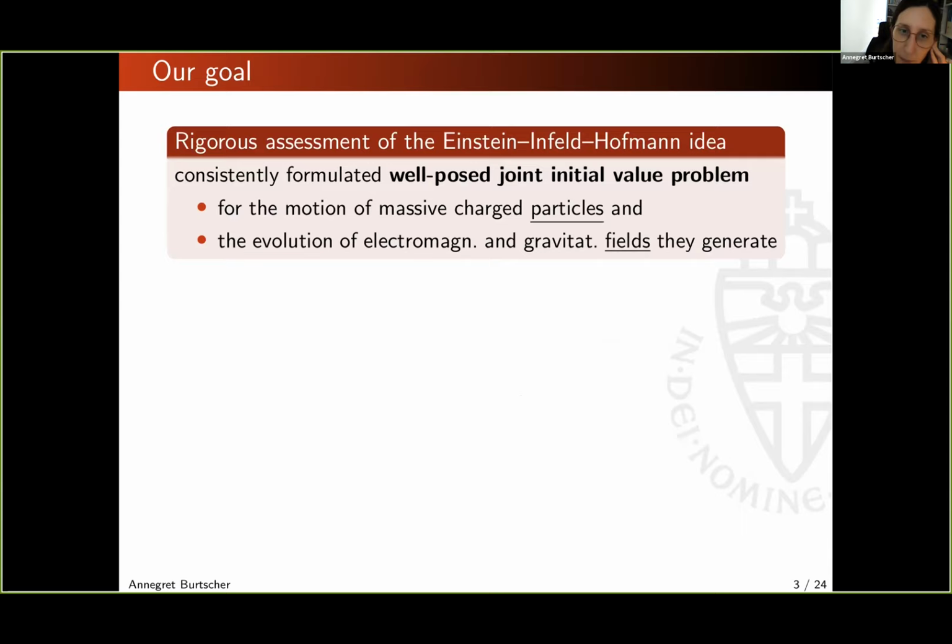And so our goal is to consistently formulate a joint initial value problem for this idea, which means modeling the motion of these massive charged particles, and at the same time also the evolution of these electromagnetic and gravitational fields that they generate. And there are several mathematical subtleties involved in this problem, and I'm going to briefly discuss them.